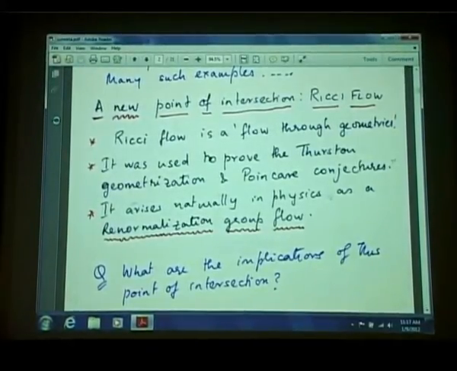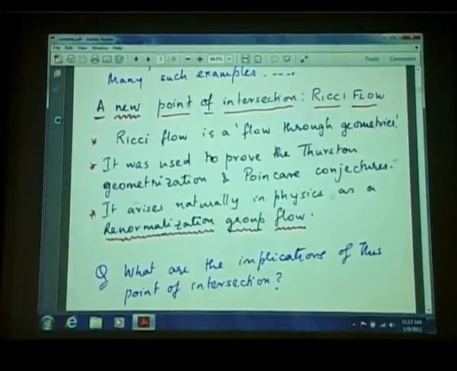So what is Ricci flow? Well, in a line, Ricci flow is like a flow through geometries, and it's of great interest in mathematics now because it was used to prove the Thurston geometrization and the Poincaré conjectures, and many new tools and techniques were introduced in the process. So this field is really very alive. And this flow also comes very naturally in physics as a class of flows called renormalization group flows.